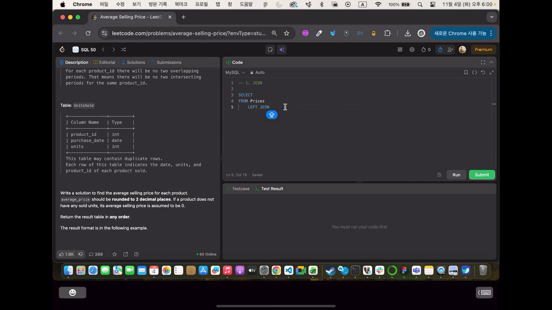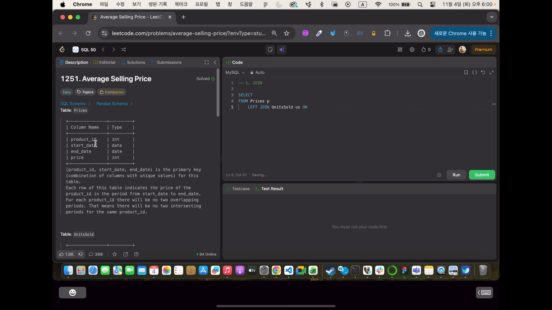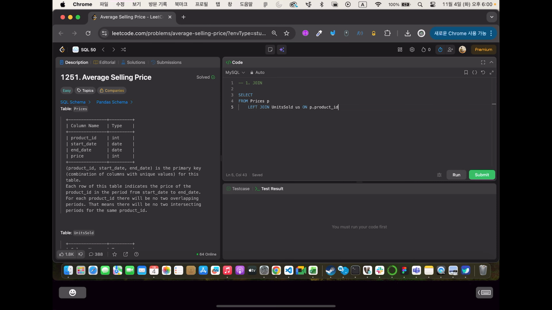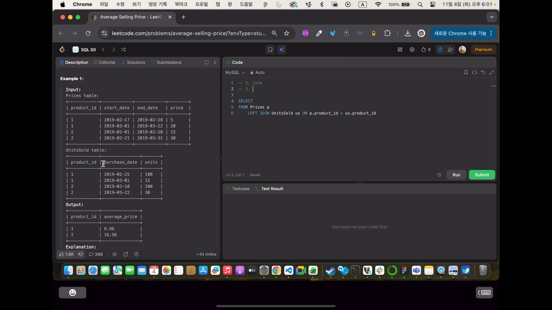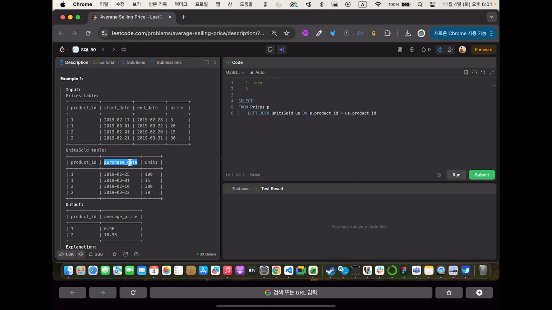If there are no units sold, it will be represented as null. So I'm going to left join the units sold table, alias the prices table as p and the units sold table as us, and join them using product ID, so p.product_id and us.product_id. The second step, as I told you, is to get the purchase date in between the start date and the end date.